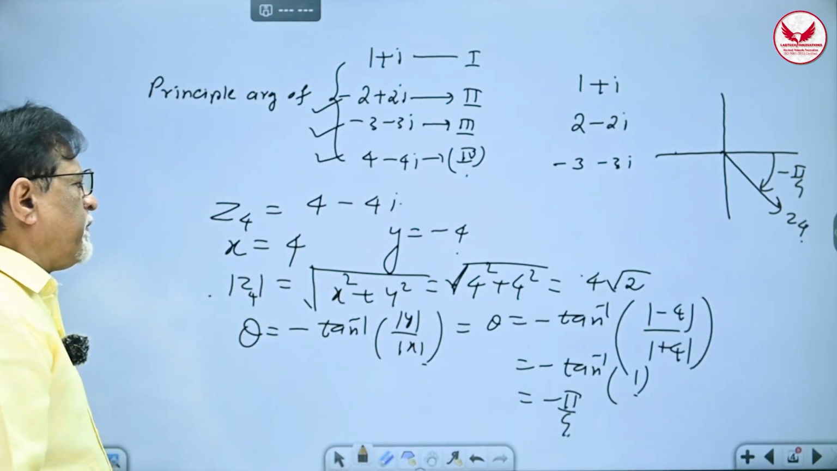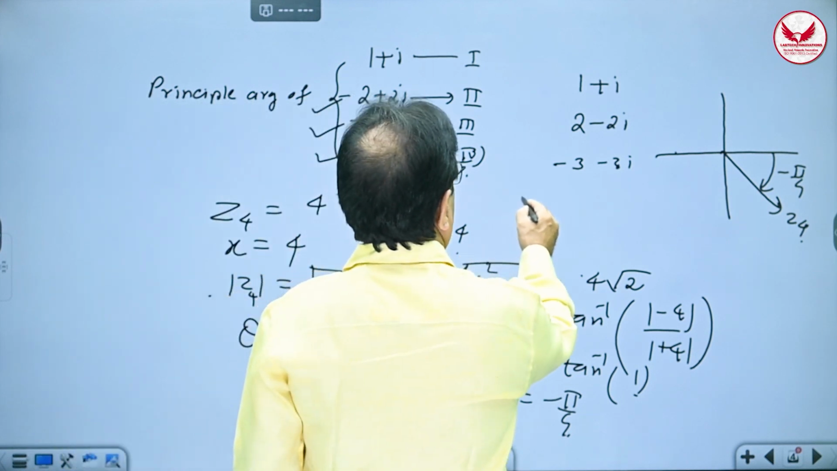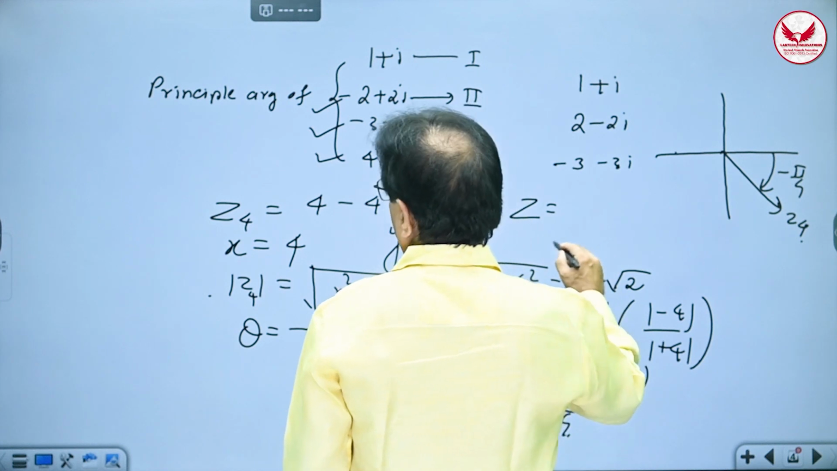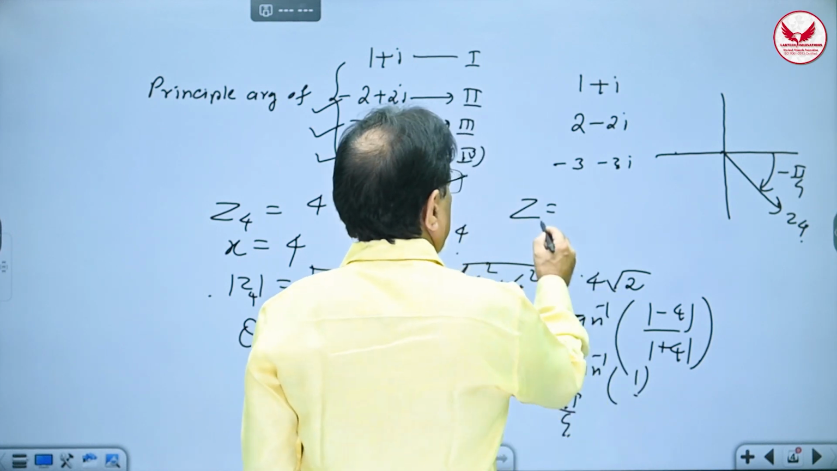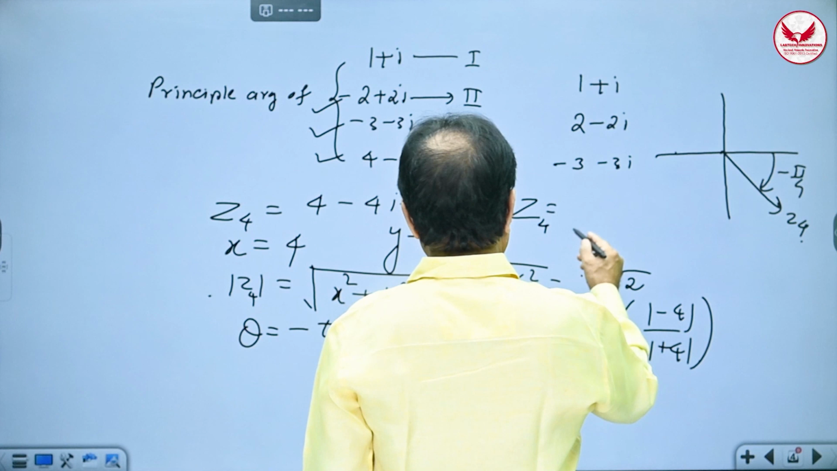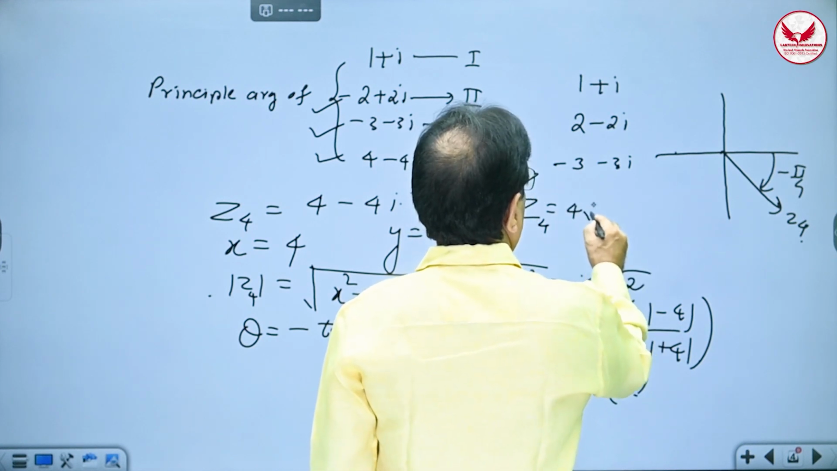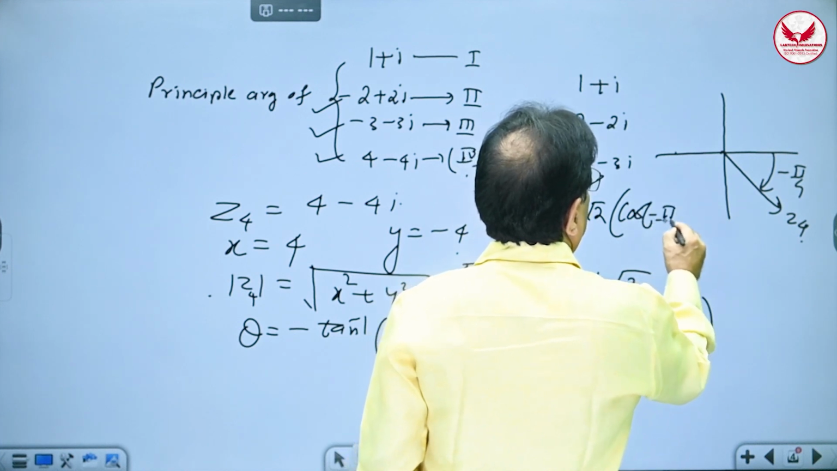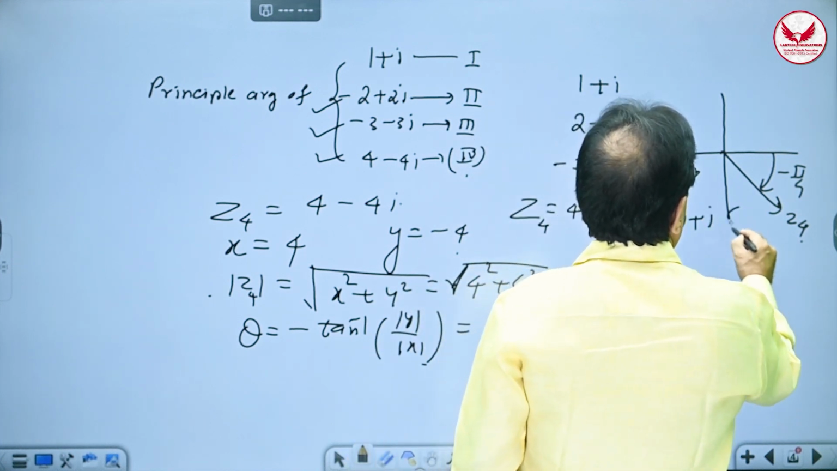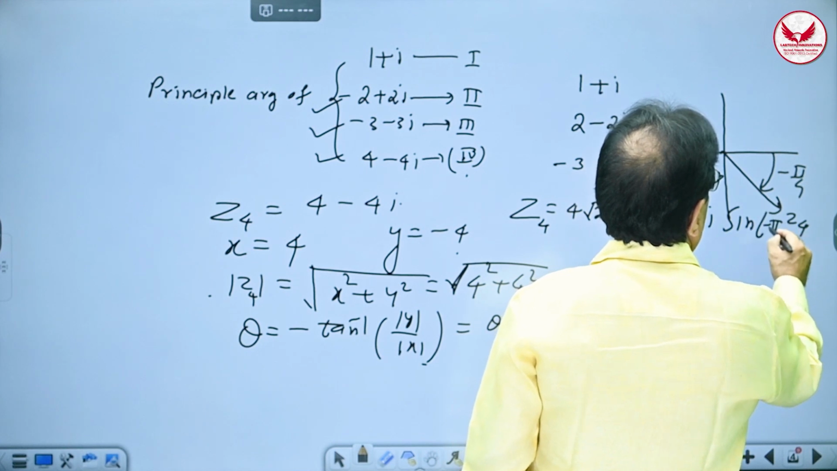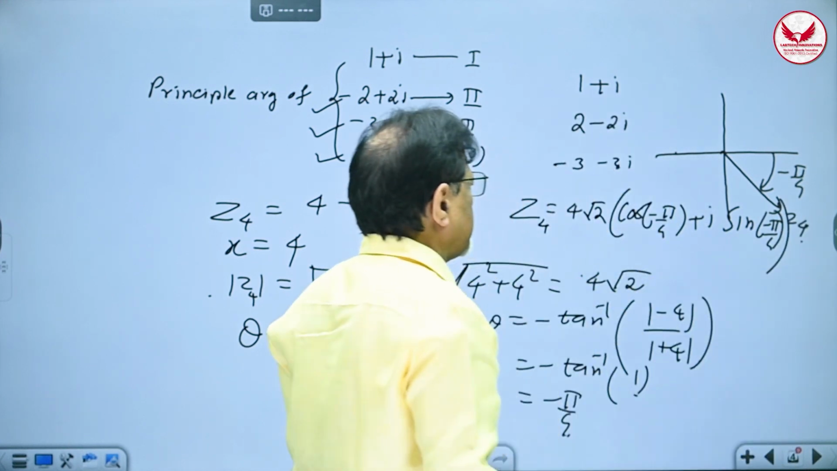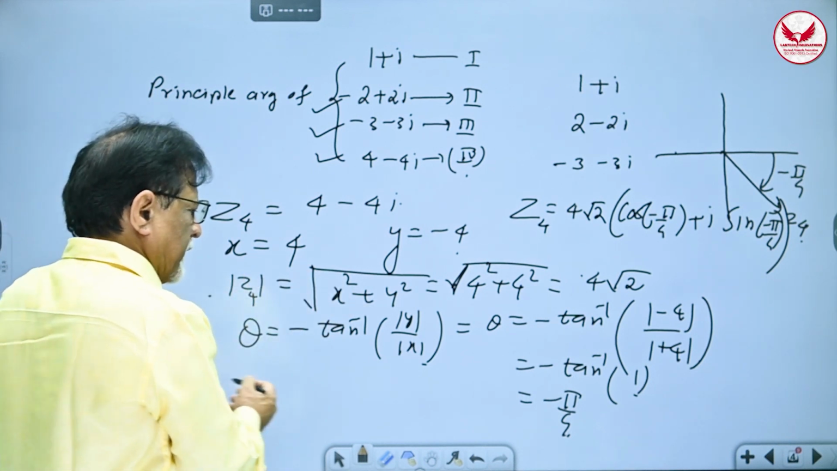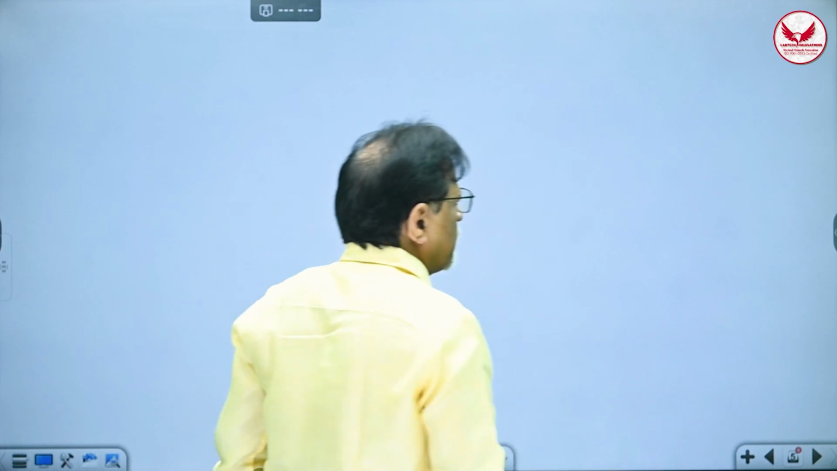So I think I made it very clear how to represent a complex number in polar form by using the principal argument. So here z4 can be written as 4 root 2 multiplied by cos of minus pi by 4 plus i sine of minus pi by 4. Correct? So this is the z4. So I can convert them into each other's form. Okay, fine. So this is how the problems can be solved.